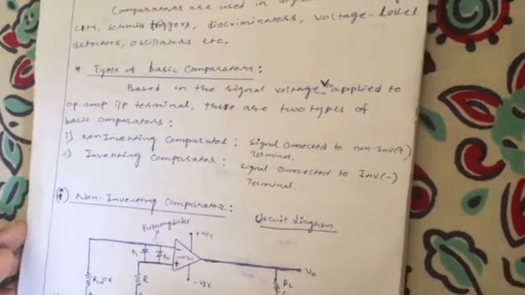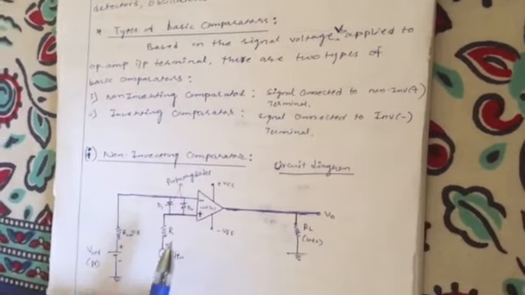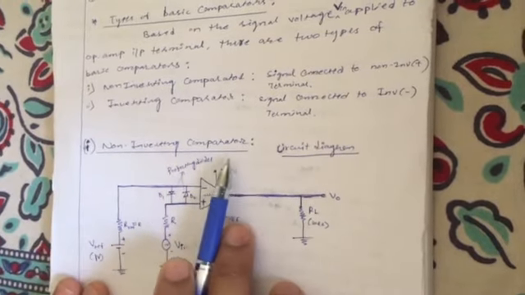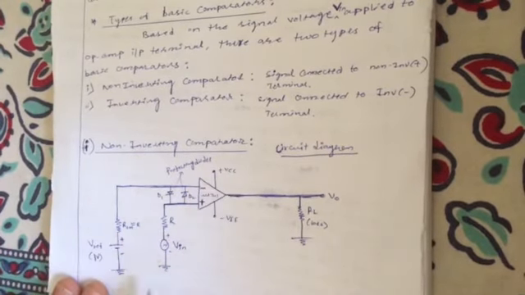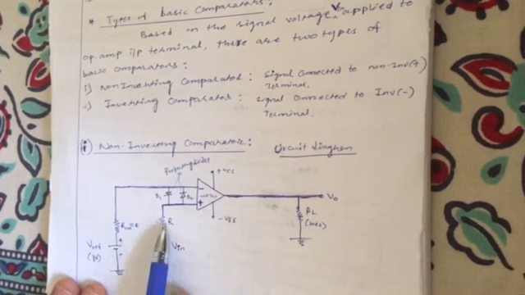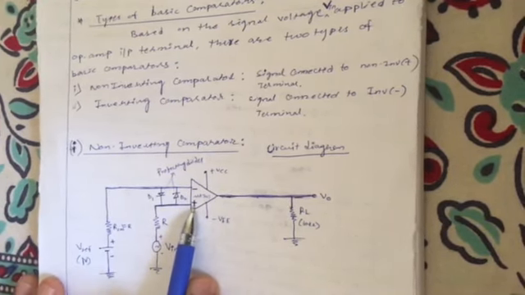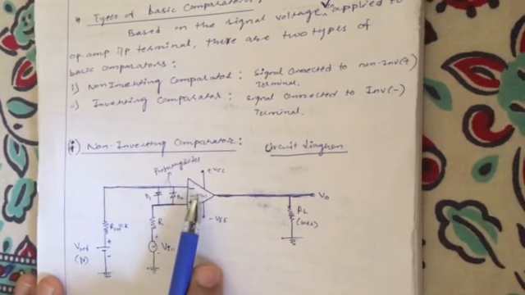Now let us discuss the non-inverting comparator. I repeat the definition of the non-inverting comparator once again. A non-inverting comparator is a comparator where we connect the input Vin to the positive terminal of the op-amp, that is the non-inverting terminal of the op-amp. The second input for the comparator is a reference voltage.